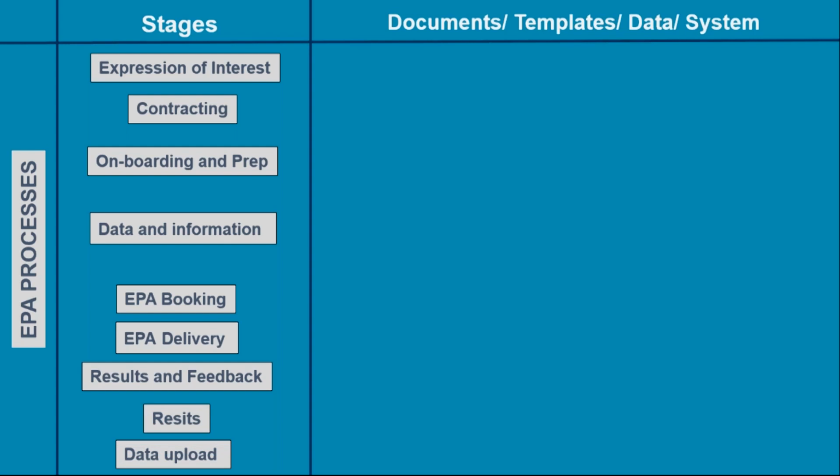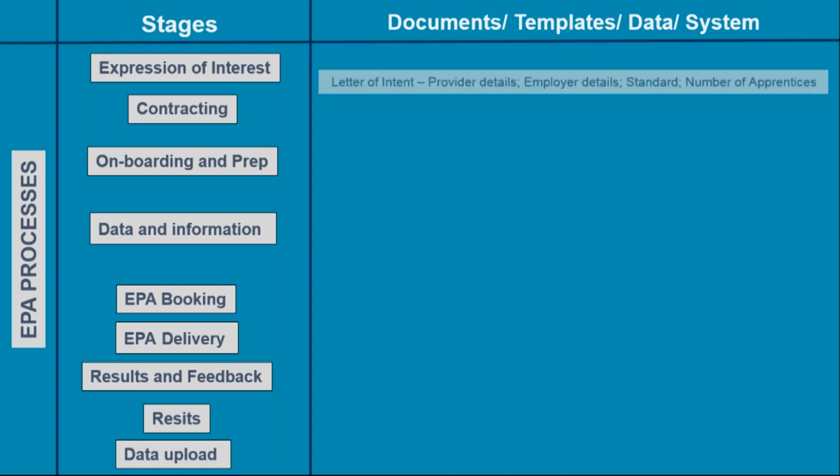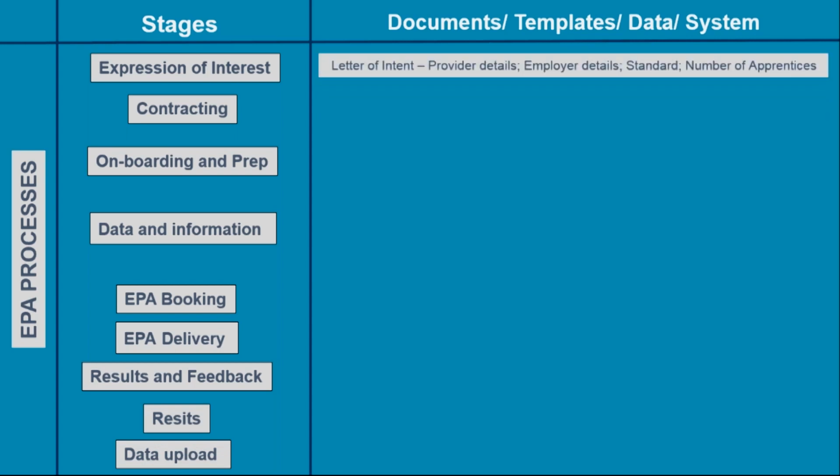So let's move on to the right-hand side, and I'll probably not go through each of them in detail, but just to highlight some of the documents and templates that you must be familiar with already. So at the expression of interest, we talk about what we call a letter of intent, which has details of the provider, the employer, the standard, the number of apprentices.